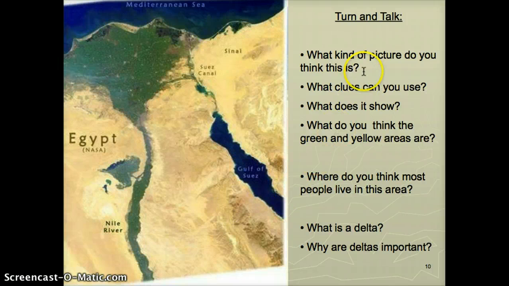All right, so hopefully you were able to figure out the kind of picture: it is a satellite image. Something that might have given it away is this word NASA sitting right here. In the green and yellow areas, the yellow is the desert region, and the green is more vegetation.